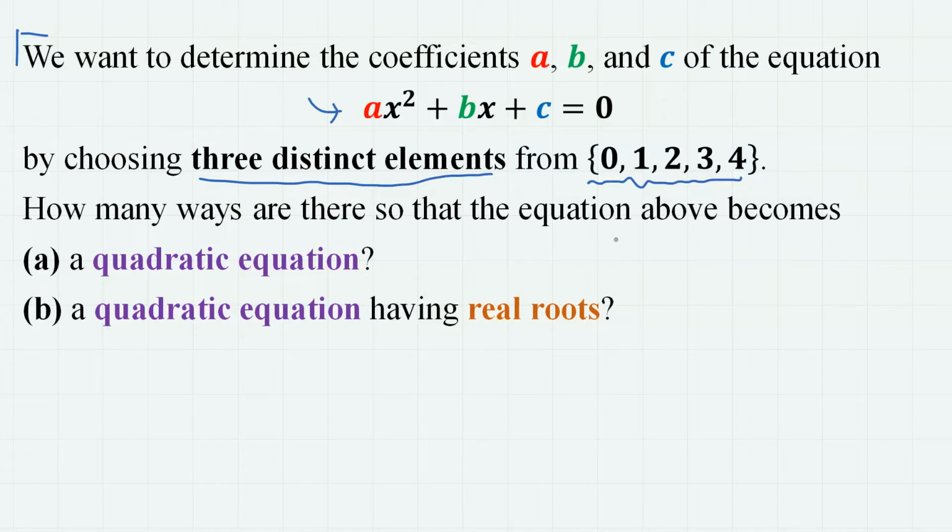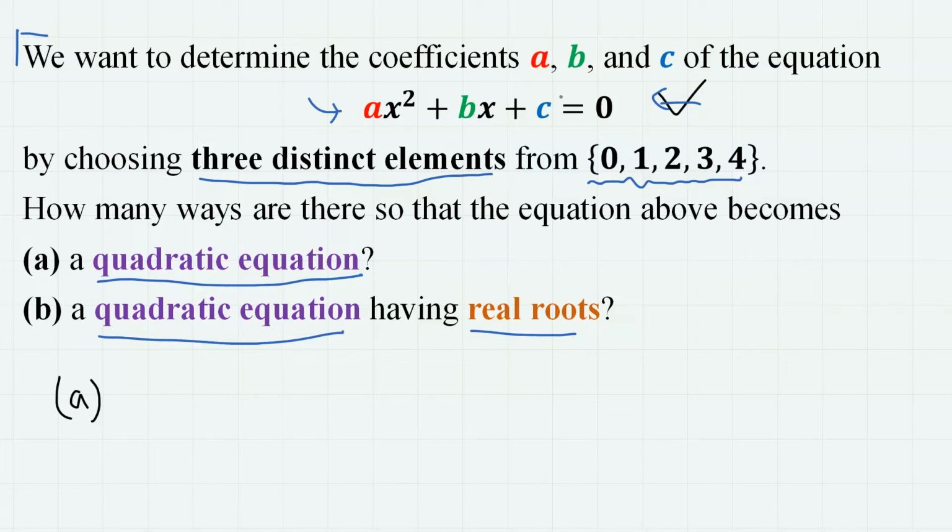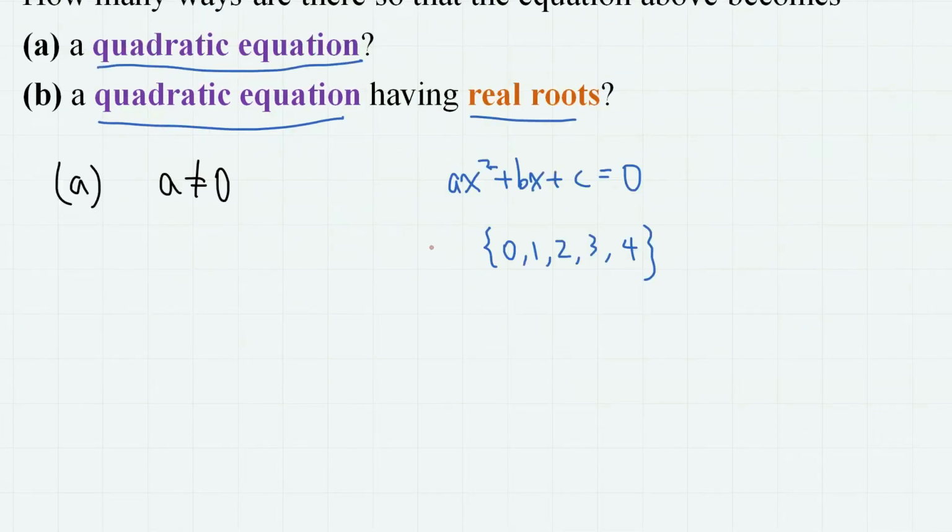How many ways are there so that the equation above becomes question A, a quadratic equation, and question B, a quadratic equation having real roots? Alright, the first question is actually very easy. In order for this equation to be quadratic, we must have an x squared term, hence a must be non-zero. So from this set, by excluding 0, there are a total of 4 choices for a.